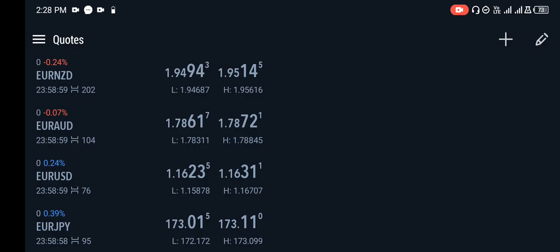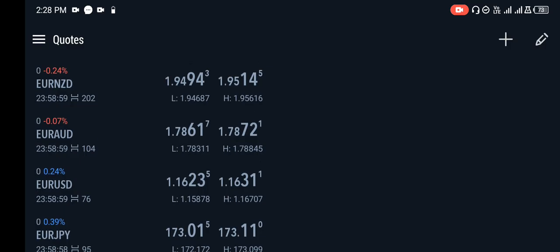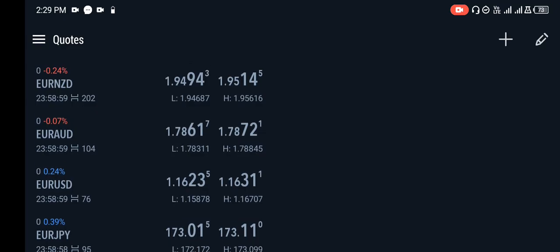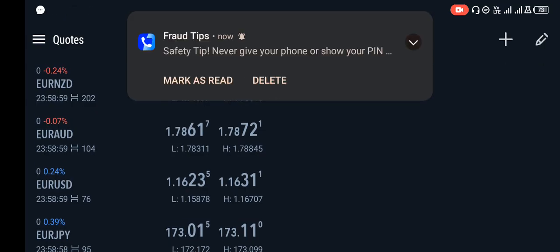So as you see on my watch list, I only have euro pairs, as the euro is the major pair. These are the pairs which I'm looking to trade for the next week. So let me start with the euro UAD.